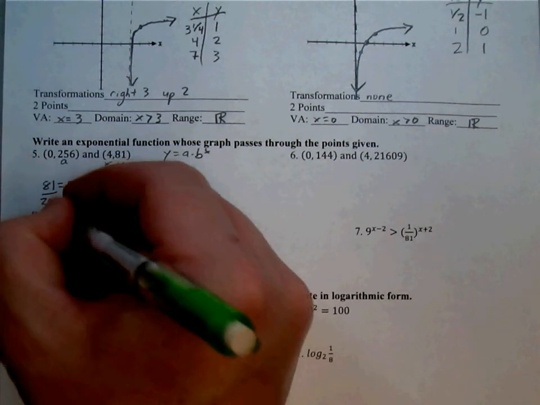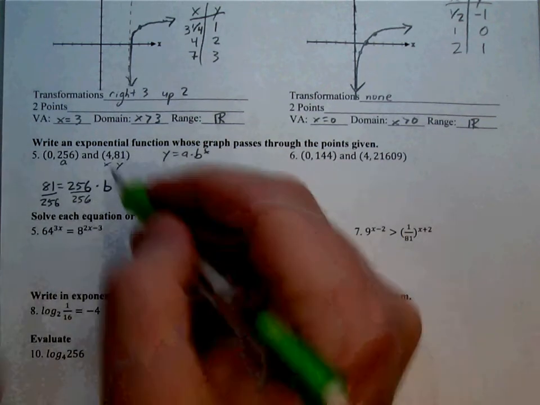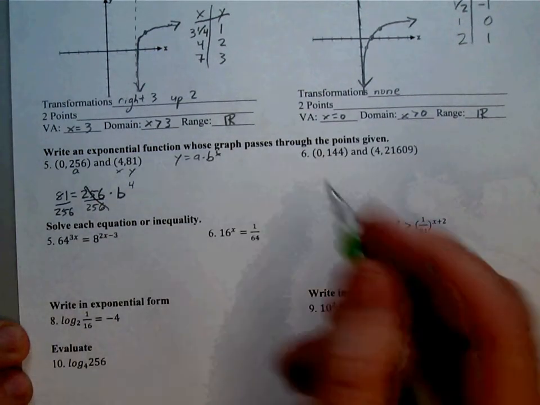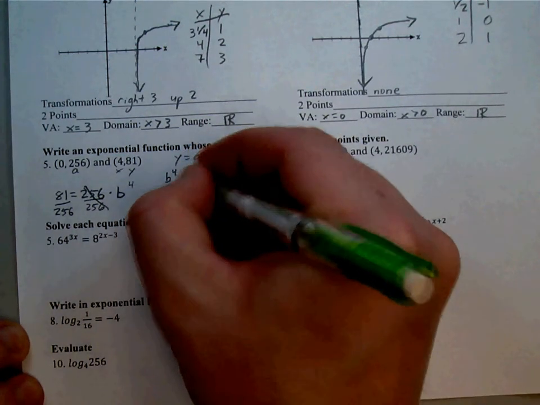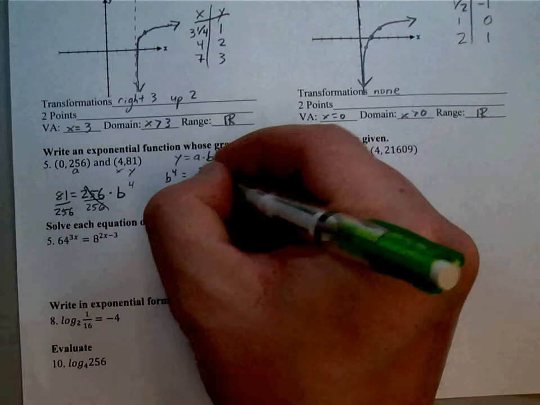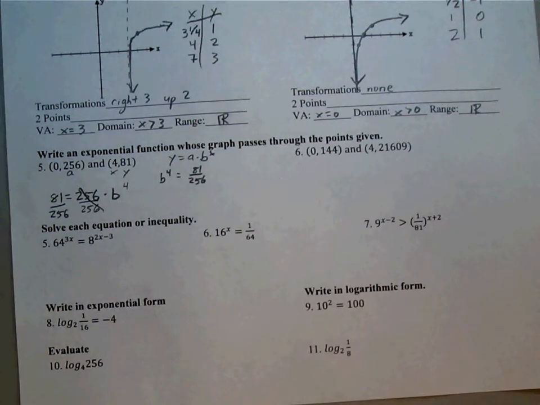So I take 81 over 256, and then I'll have b to the 4th equals that. Let me rewrite this. We have a little more room. B to the 4th equals 81 over 256. And so then I'm going to be taking the 4th root.